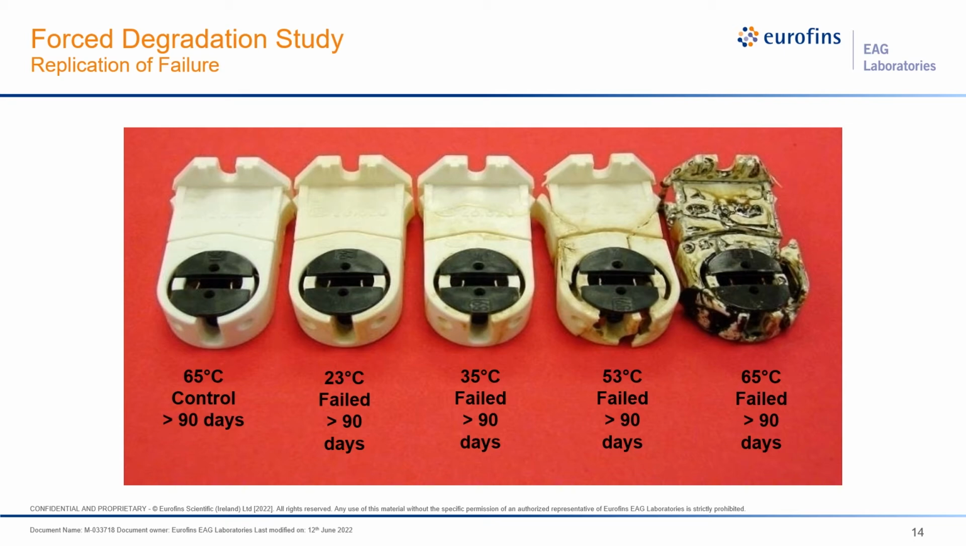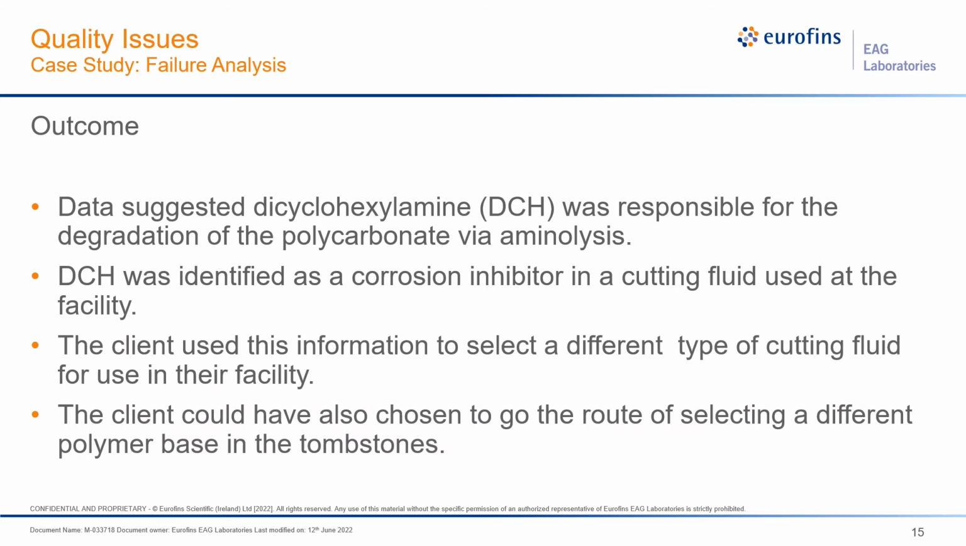So what was the outcome of this failure investigation? The outcome of this study was that the data suggested that dicyclohexylamine, or DCH, was indeed responsible for the degradation of the polycarbonate via a reaction that happens between amines and polycarbonates, known as aminolysis. Through an examination of the cutting fluid at the material, DCH was identified as a corrosion inhibitor present in these fluids. The client used this information to select a different type of cutting fluid in their facility.